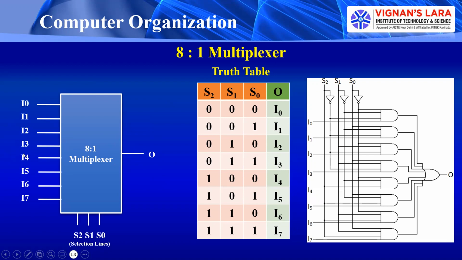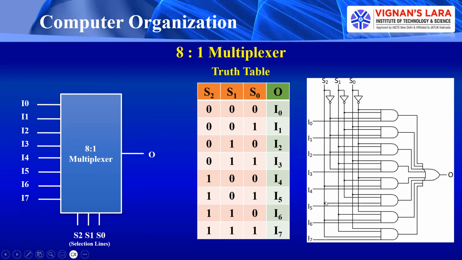The next combination is 1, 0, 0. I4 is selected and directed to output O. The next one is 1, 0, 1. That is, I5 is selected, and then it is directed to O. Next, the combination on the selection lines is 1, 1, 0. Then I6 is selected and directed to O. And the last combination on the selection lines is 1, 1, 1. I7 is selected and directed to O.